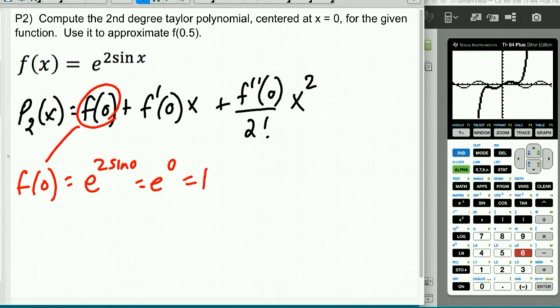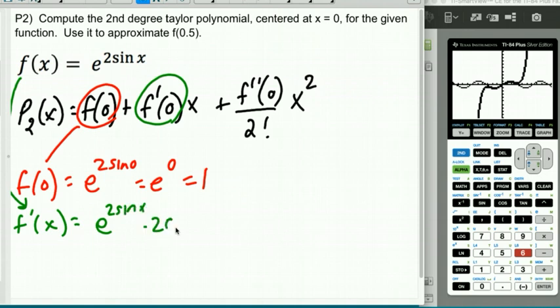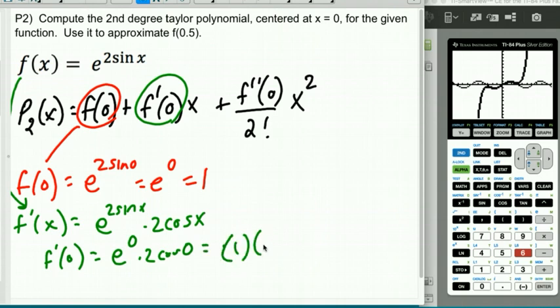Great. I need to find f prime of 0, which is going to involve differentiating first, right? So f prime of x is going to be e to the stuff times the derivative of the stuff, right? So when I plug in, sorry, I shouldn't have put an equal there because it's not equal. So now when I find f prime of 0, which is not the same as f prime of x, I'm going to get e to the 0 times 2 cosine 0, which is a 1 times a 2 times a 1. So it's just a 2. So this guy's a 2.